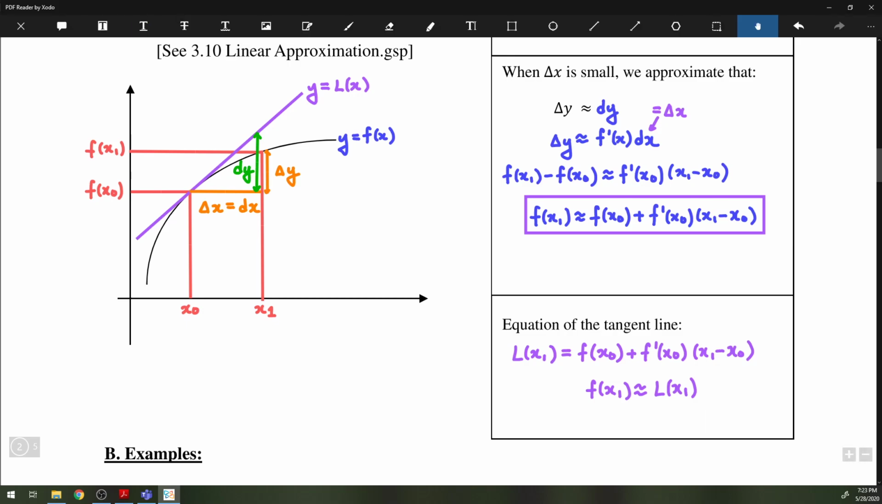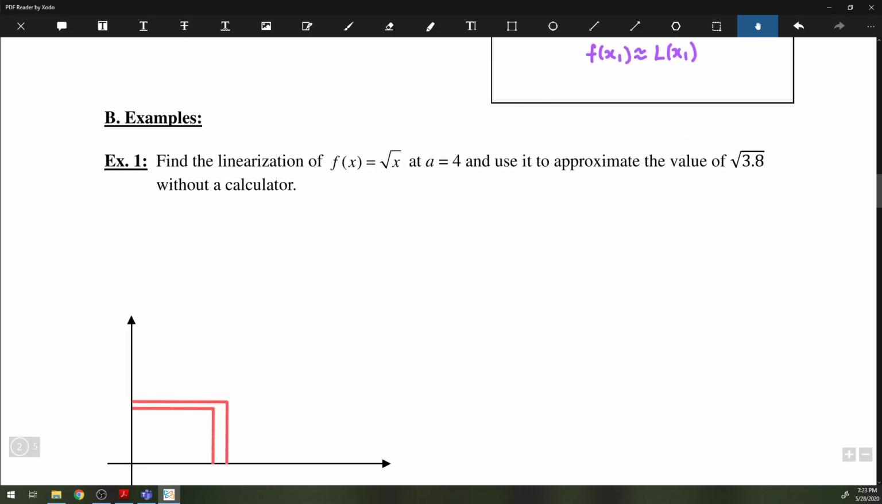So let's look at some examples. Suppose we have the curve y equals the square root of x right here.